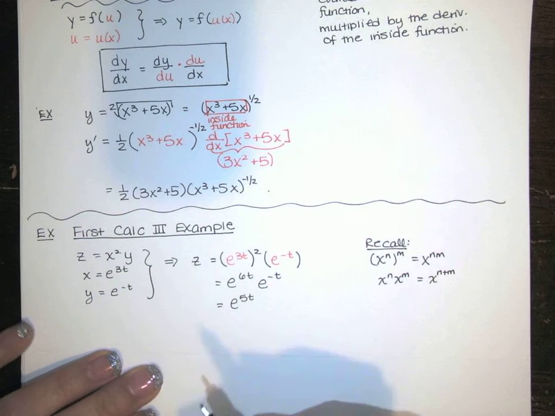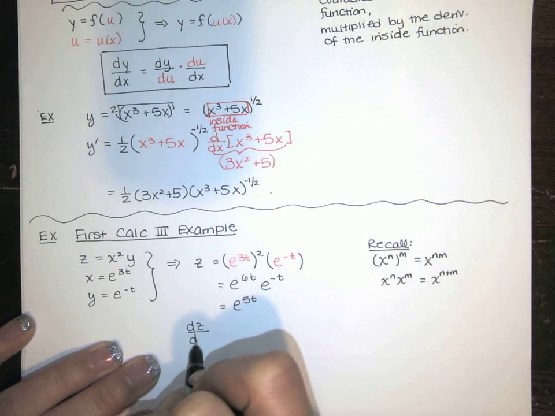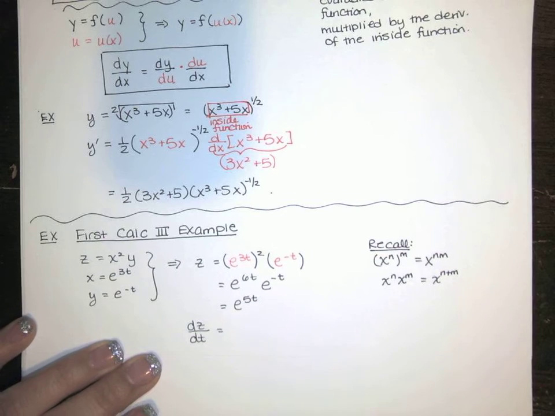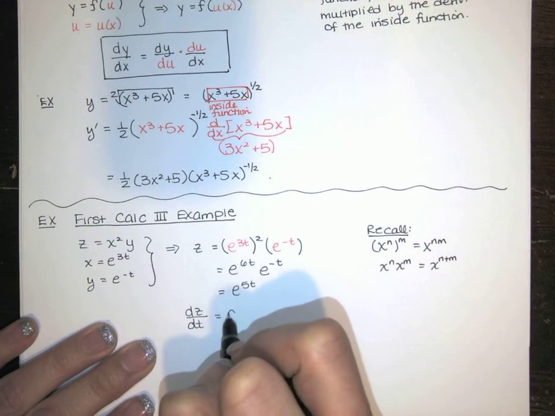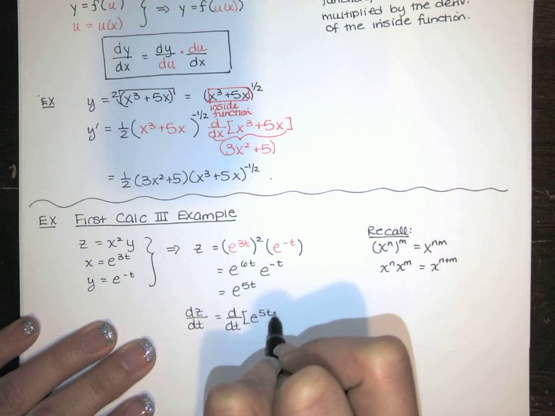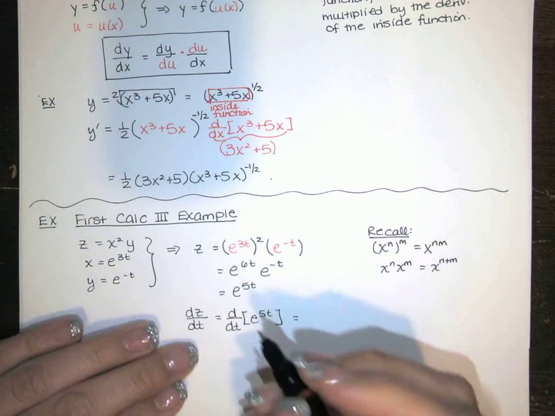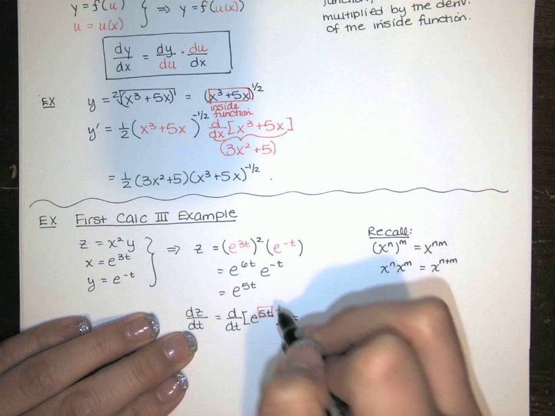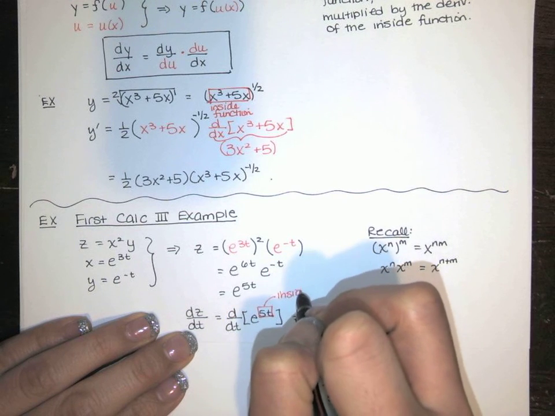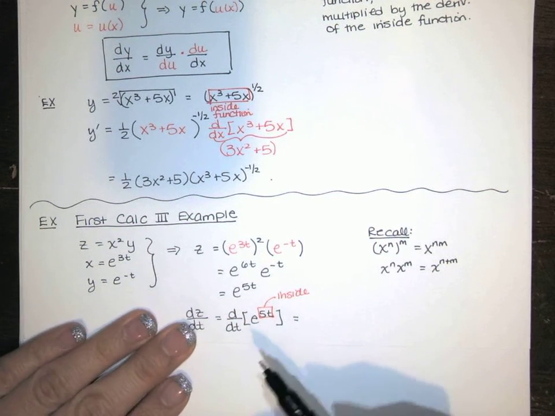If I want to take the derivative of z with respect to t, and I'm going to use Leibniz notation because we're going to use it so often here, just taking the derivative with respect to t of e to the 5t. Well, that requires the chain rule. Chain rule for functions of one variable. Here's my inside function. First we take the derivative of the outside.